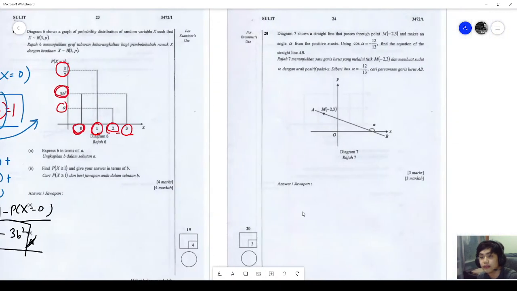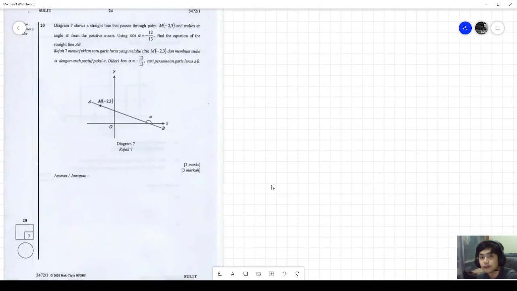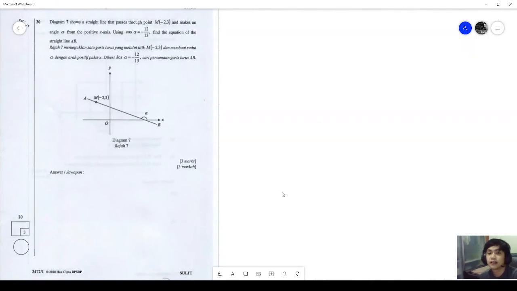So question 20. For question 20, diagram 7 shows a straight line that passes through point M, negative 2, 3, and makes an angle alpha from the positive x-axis. Using cos alpha equals negative 12 over 13, find the equation of the straight line AB.